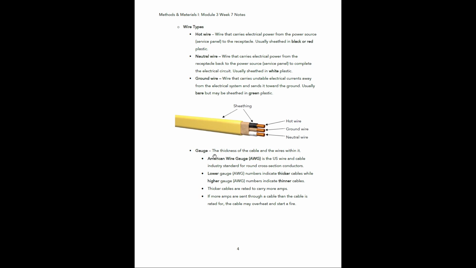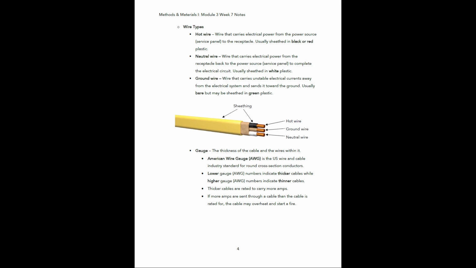The gauge now, this is the thickness of the cable and the wires within it. All right, so American Wire Gauge, AWG, this is the U.S. wire and cable industry standard for round cross-section conductors. So anytime you have a cable that has a round shape like this on its cross-section, that's going to use the AWG standard to reflect the gauge for that wire.